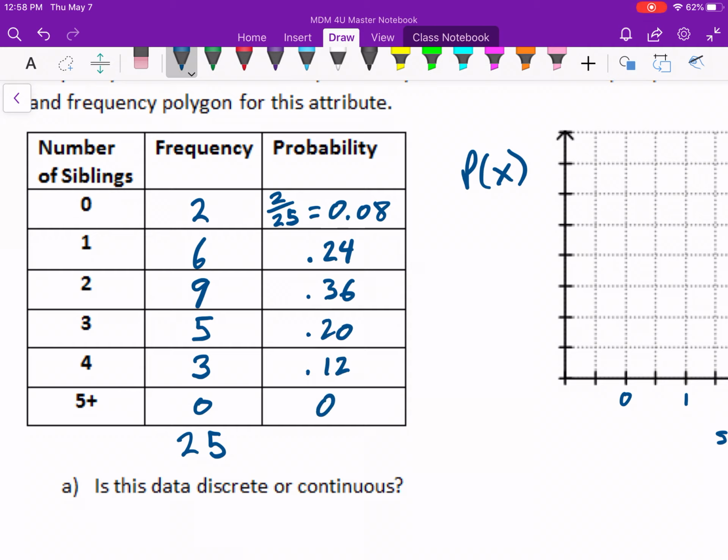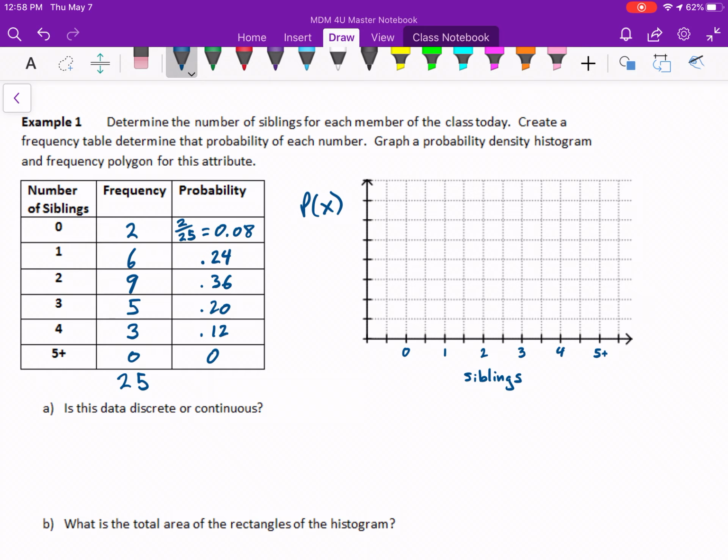So then to make up a histogram out of this, I've already got this set up a little bit for us. Our random variable is the number of siblings, and I've got the 0 through 5 plus. I put 5 and greater as a single bar we're going to represent that with. Probability goes on the vertical axis. So I see my highest probability is 36%, so it looks like if I go up like this, then I should be able to fit everything on there.